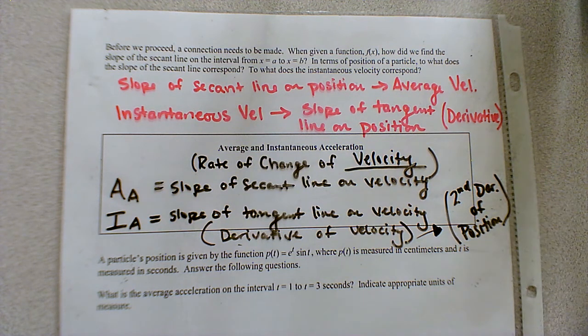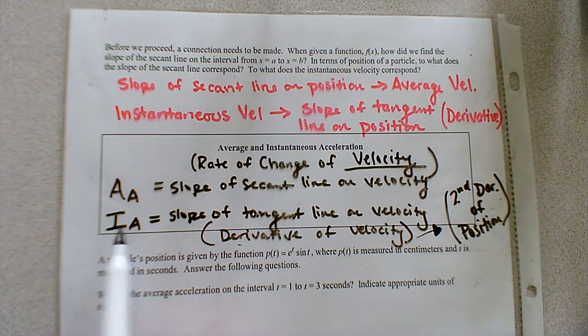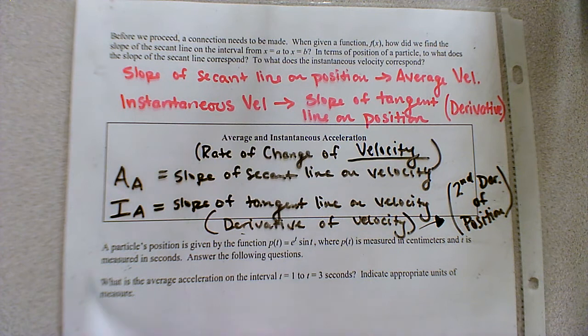Meaning if you start with a position function and you take a derivative 2 times, that equation would represent your instantaneous acceleration. Okay, so instantaneous acceleration technically has 2 definitions. It could be the derivative of velocity or the second derivative of position, whatever information you have available to you.